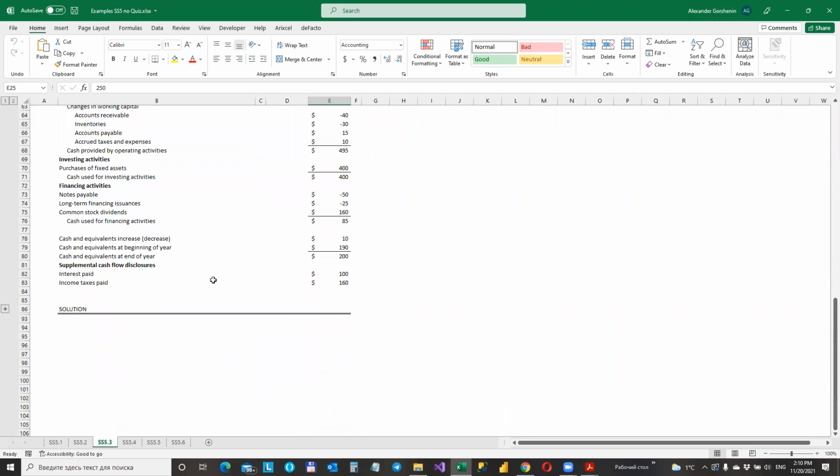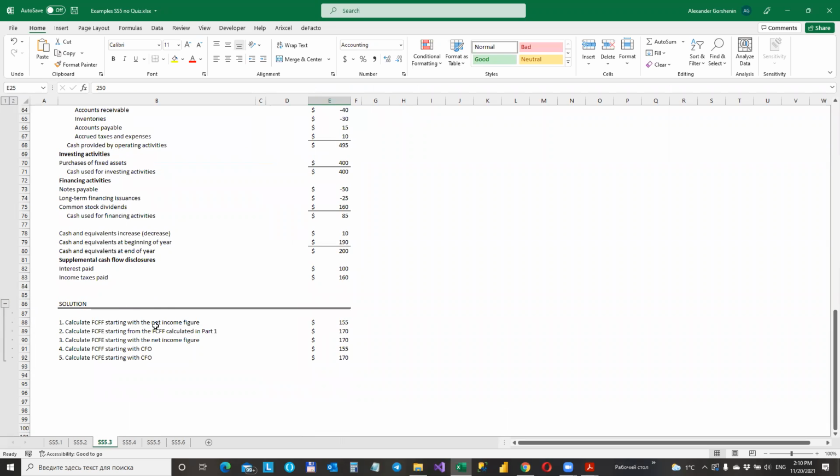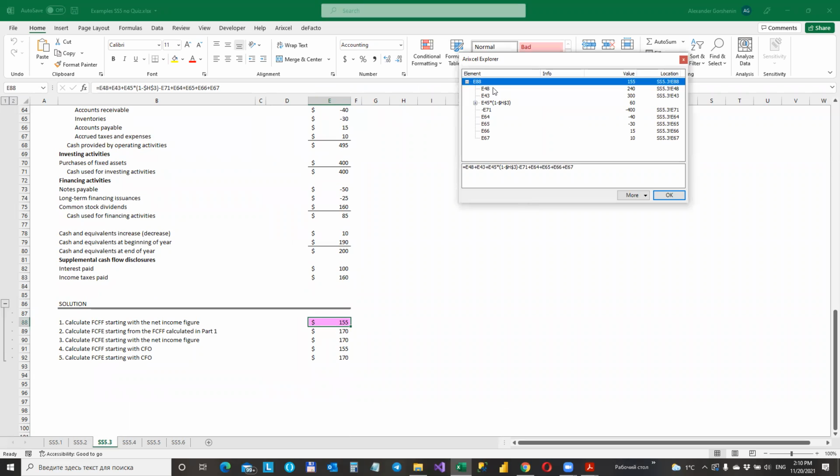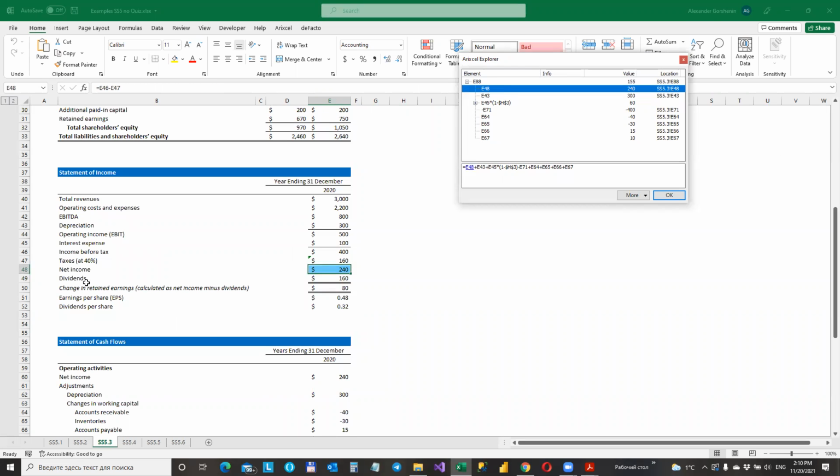And you can see that we have here the calculation for free cash flow starting with the net income. Again, opening a formula, we can easily navigate through the components. We're starting with net income. So everyone can see clearly and correctly to which cells and corresponding line items the navigation using this Explorer takes you. So no problem with it.